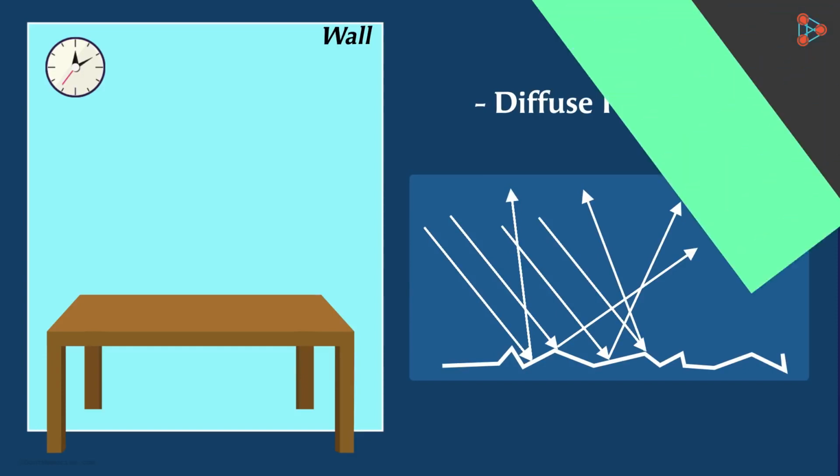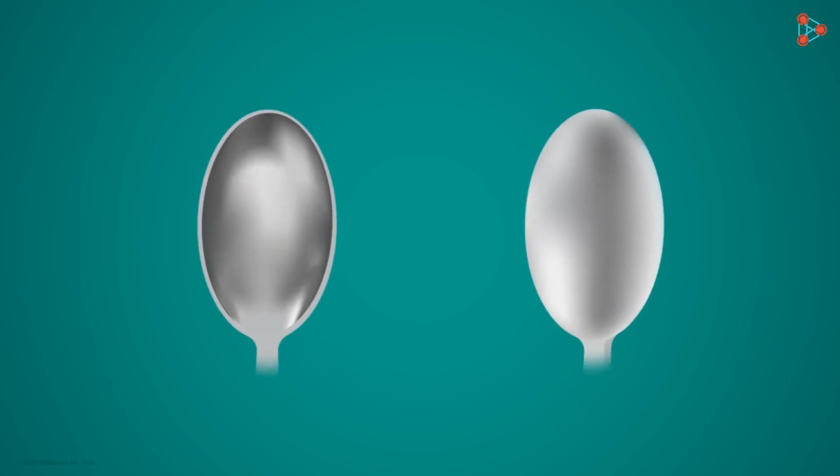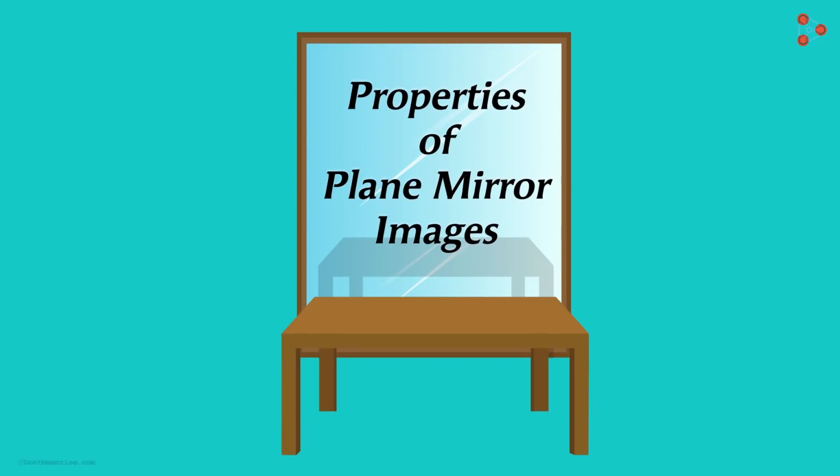What are the smooth and shiny surfaces you can think of where images can be formed? What about the surface of a spoon? Yes, both the curved surfaces of a spoon act like mirrors and the images are formed. In the next video, we will look at some properties of plane mirror images.